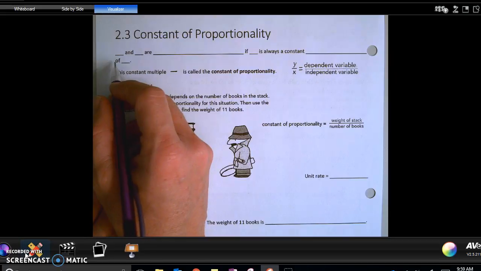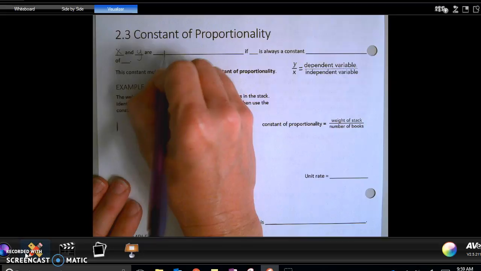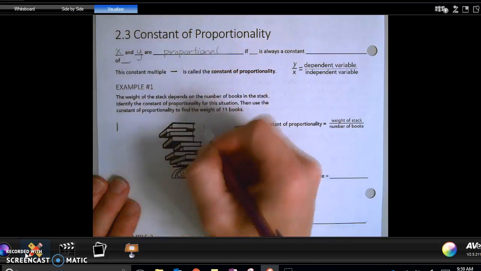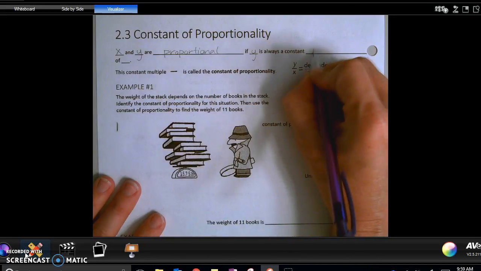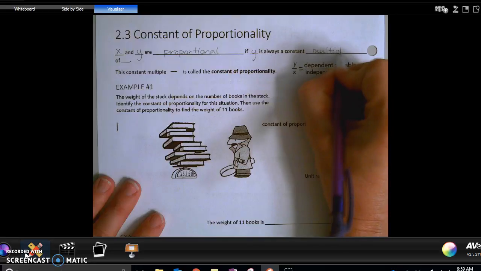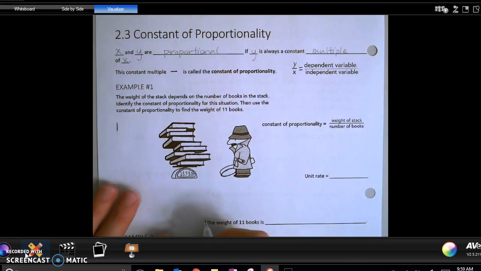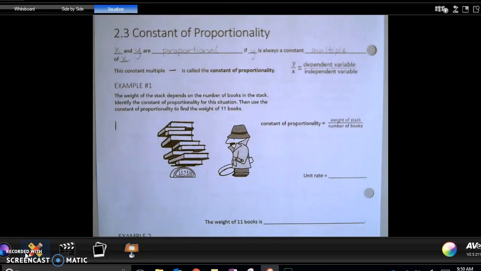So what we're going to talk about today is knowing that x and y are proportional if y is always a constant multiple of x. So remember that as you are filling out your note sheet today, if at any point you need to pause this video to get your note sheet filled out, please do that.